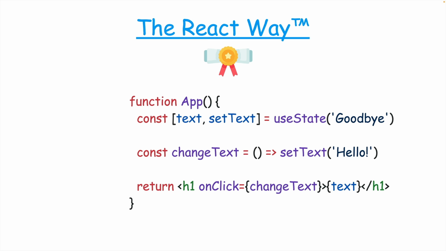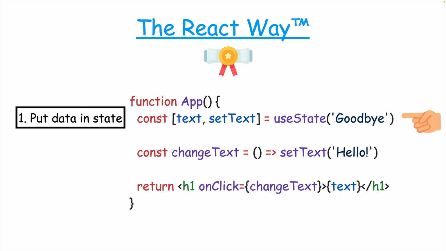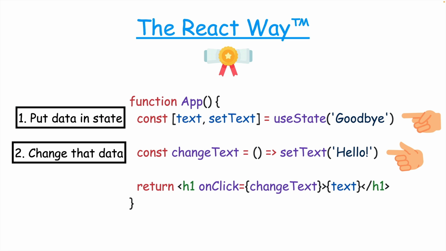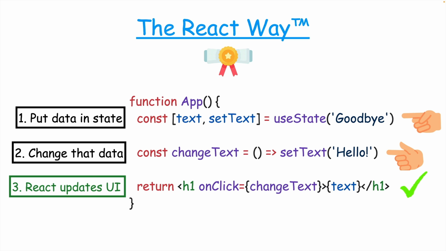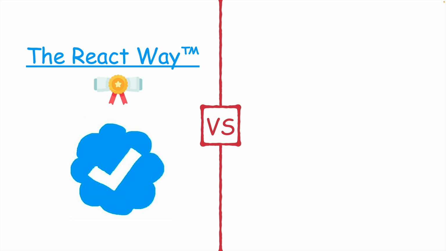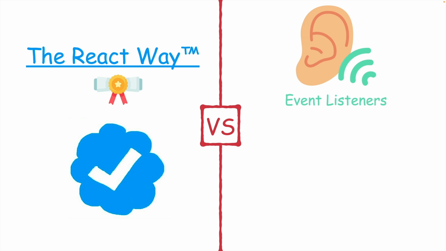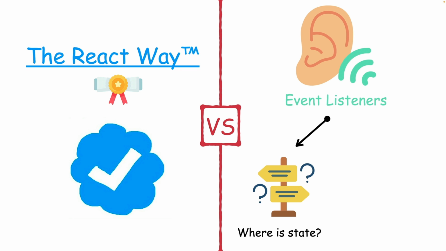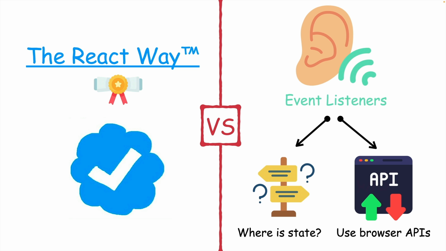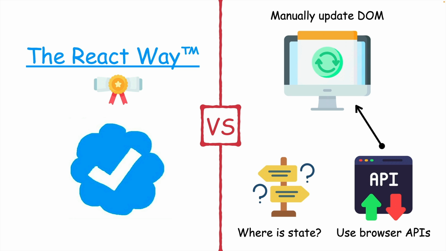The React way involves identifying data that needs to change as state, and then changing it to update the UI automatically. This is as compared to an app that uses a bunch of event listeners, which make it hard to figure out where our state lives, which requires a lot of imperative code to work with browser APIs to manually update the DOM when we want our UI to change.